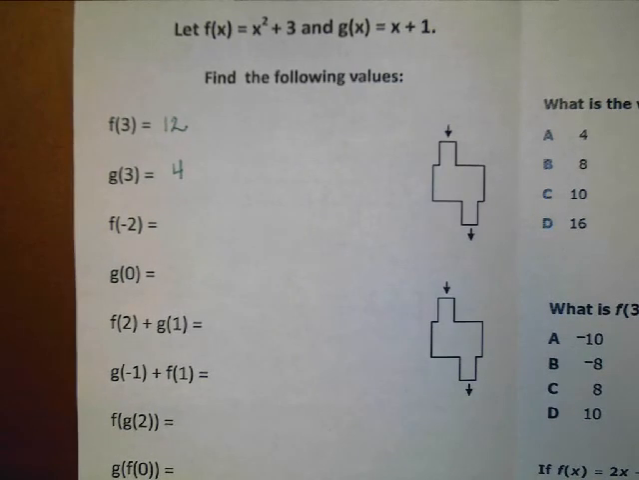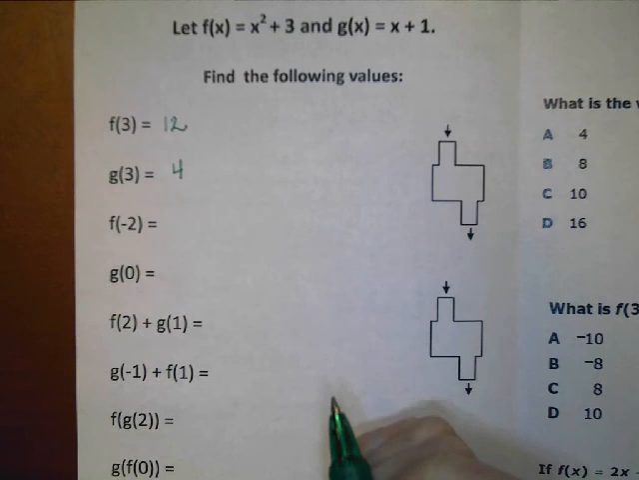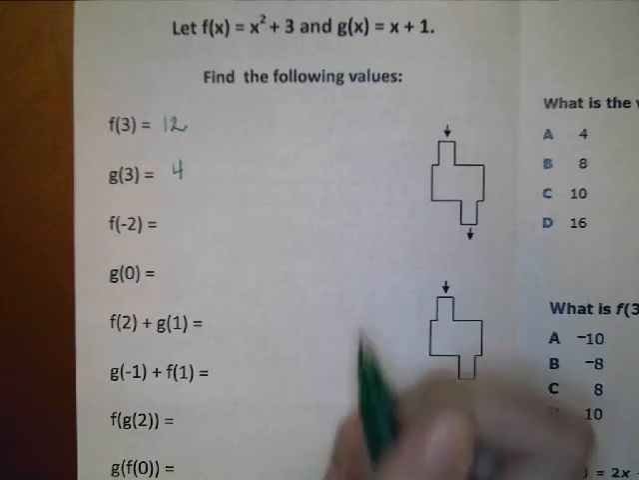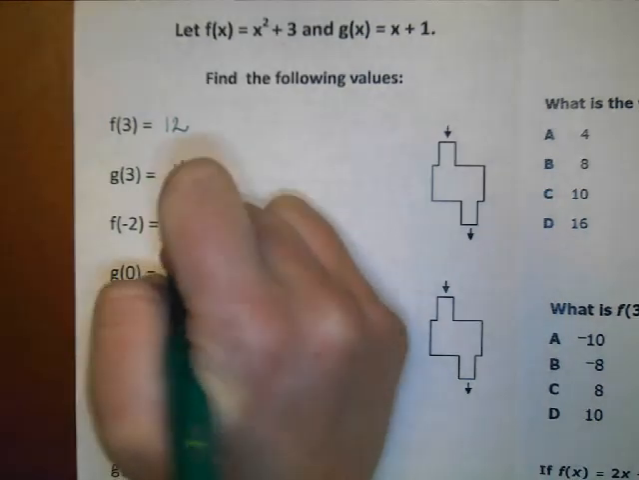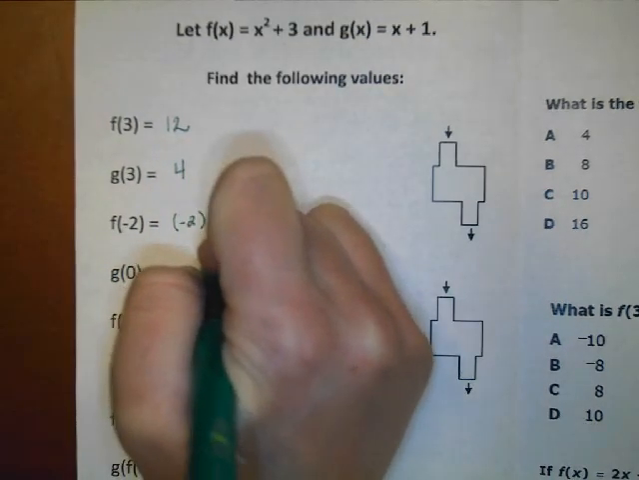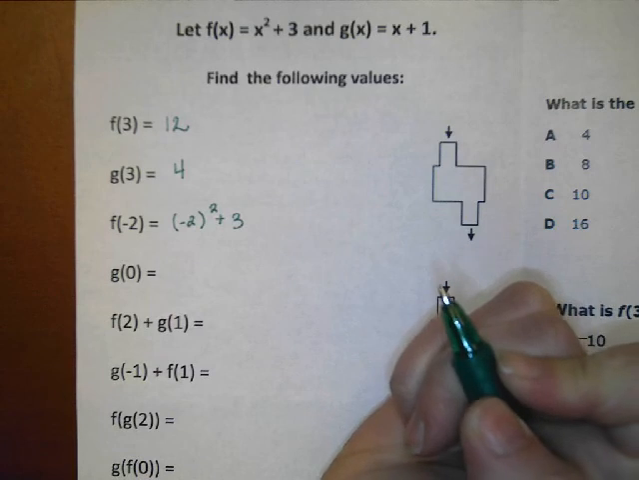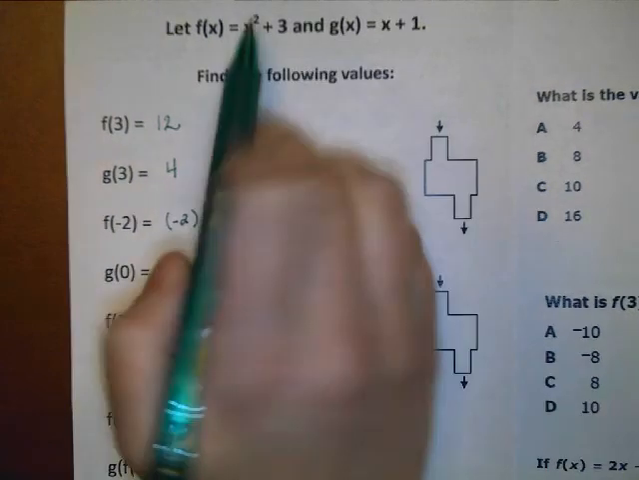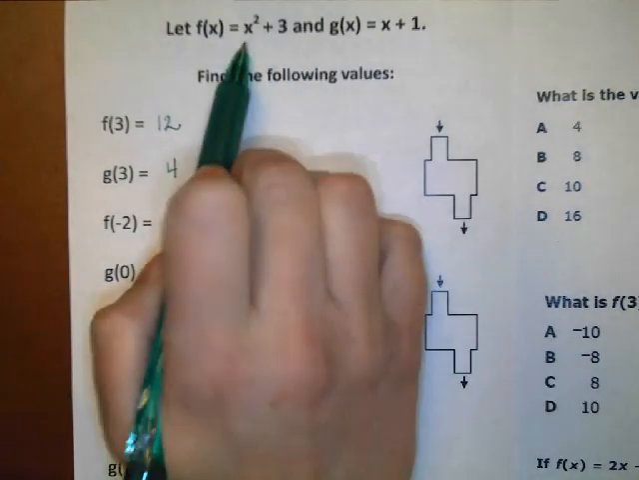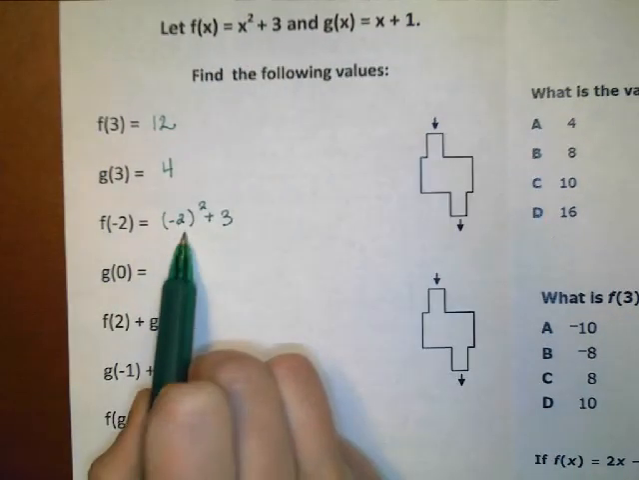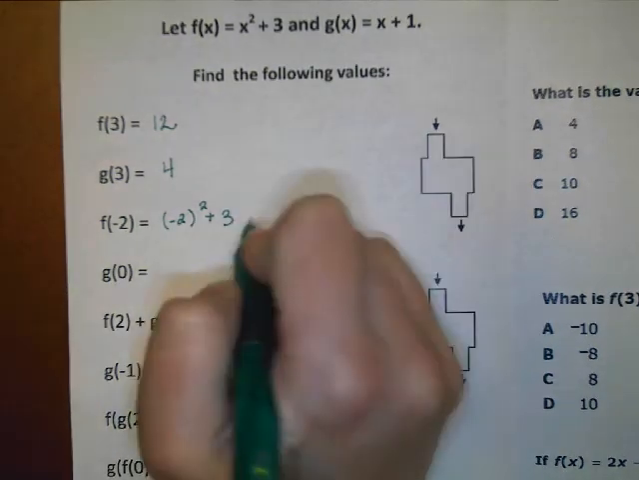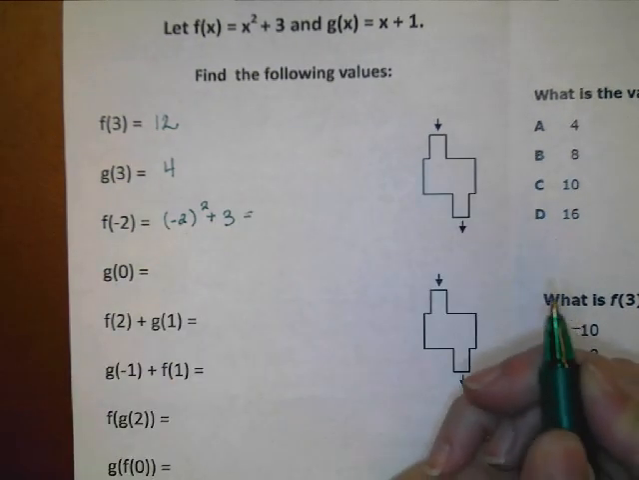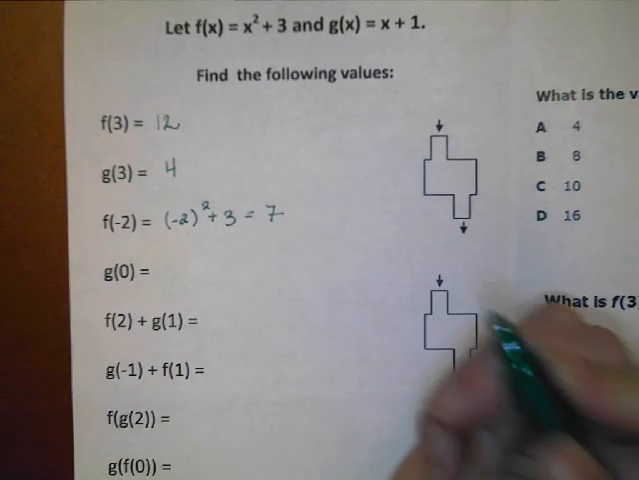Tong, please. Group B, Amy. F of -2. I would listen to him. So you can do the work. So we have -2 squared plus 3. Does that make sense, Amy? -2 squared plus 3. Okay? Because that's what this is. It's input squared and then add 3. So -2 squared plus 3 is 7.